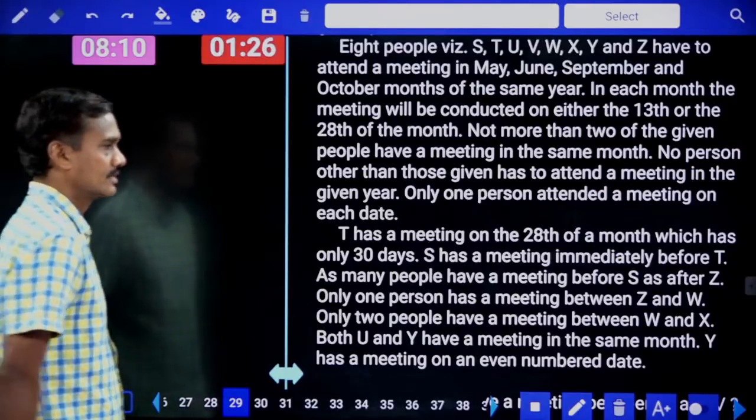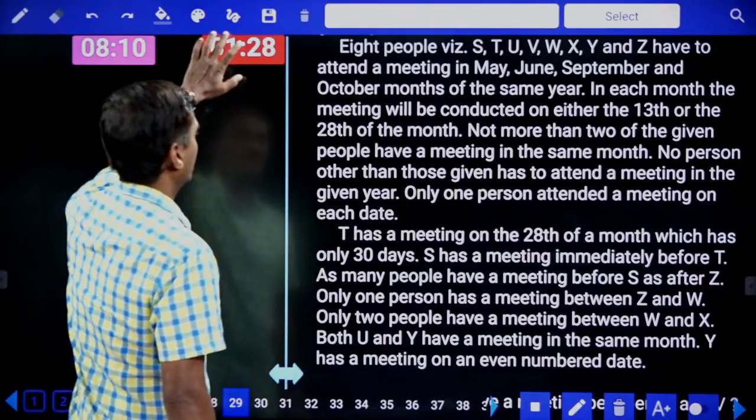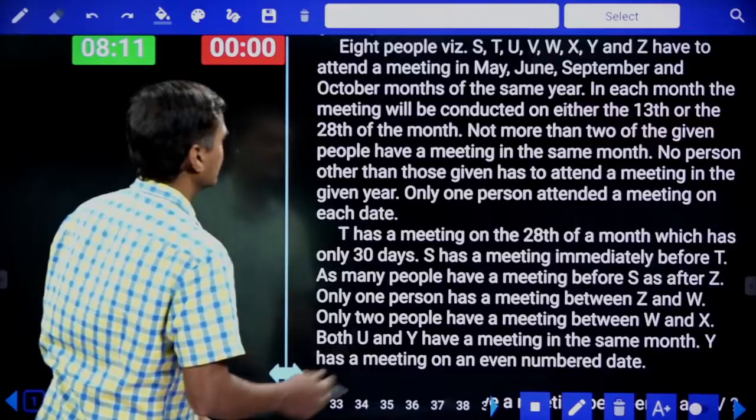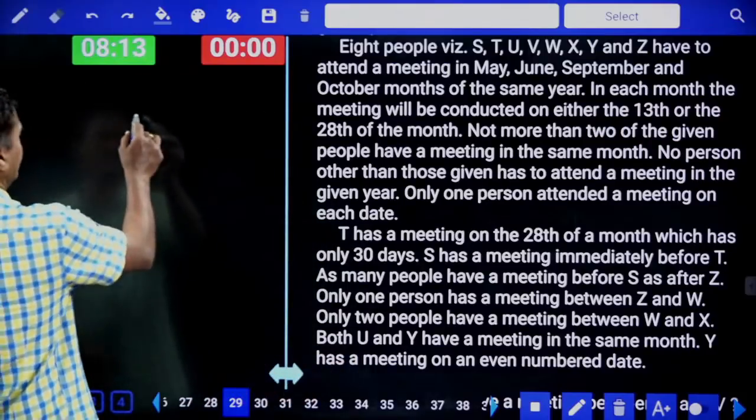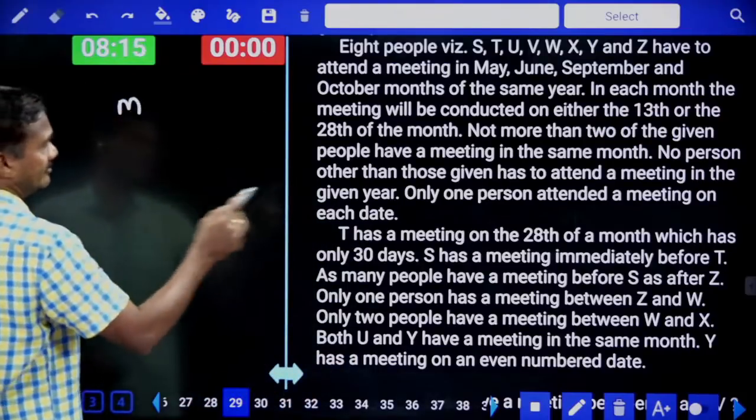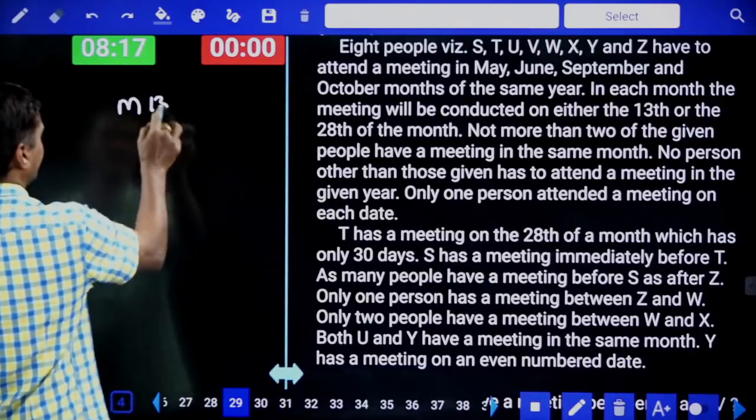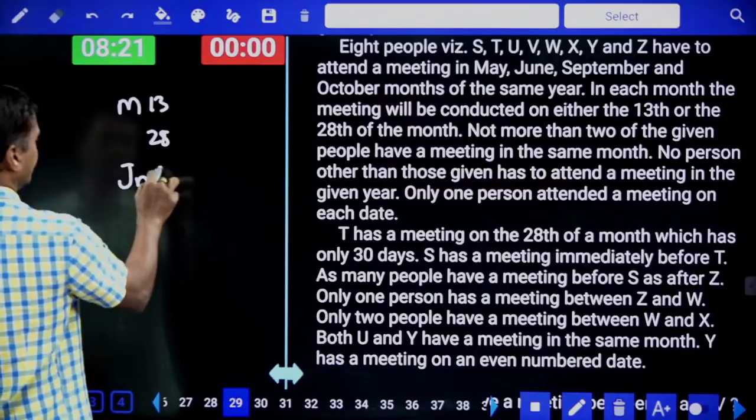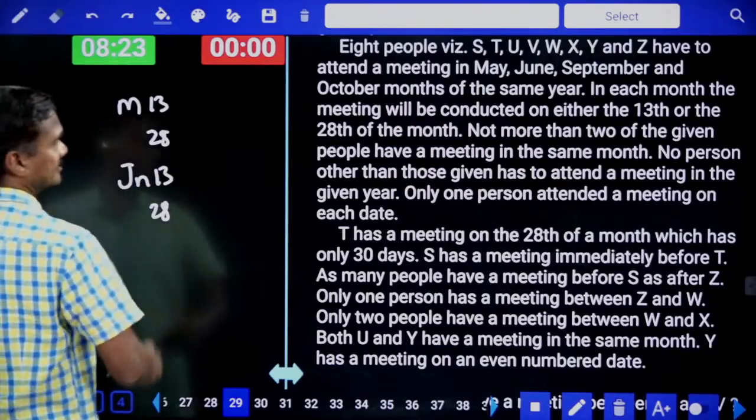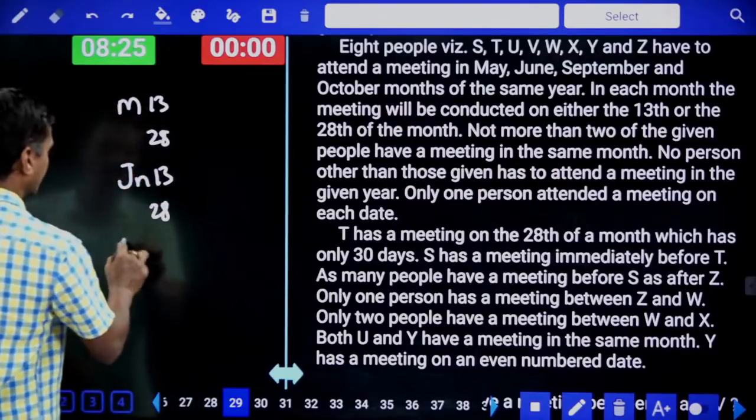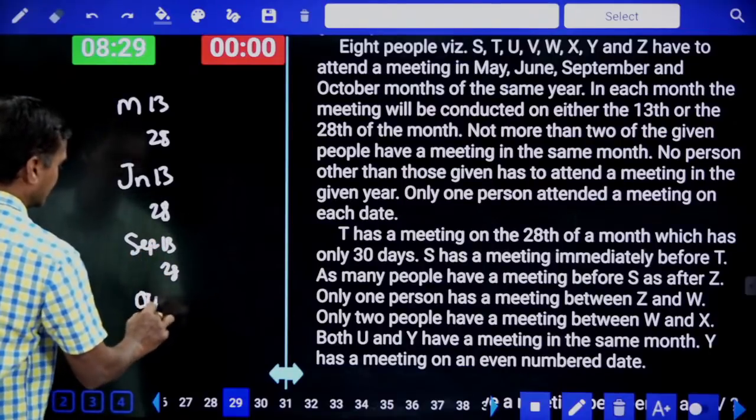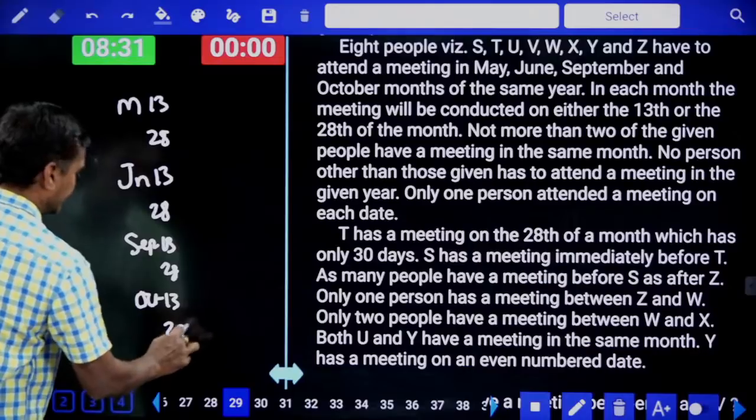Is done? Now in this, tell me what are the months given here? There are 4 months: May, June, September and October. Now this is May. What are the dates given? May 13th and May 28th, and June 13 and June 28, and next one September and October. Now September 13 and September 28, October 13 and October 28, these are the dates we have.